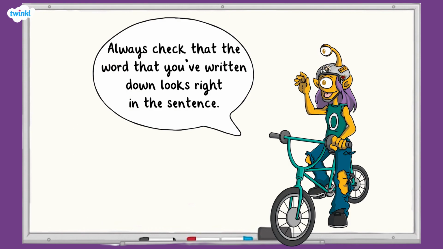As with all spellings, it's important to check that the word you've written down looks right in the sentence. If it doesn't, put a line through it and try a different spelling.